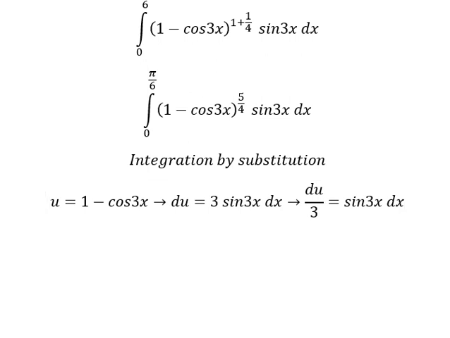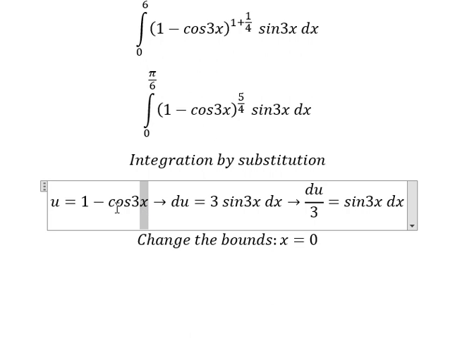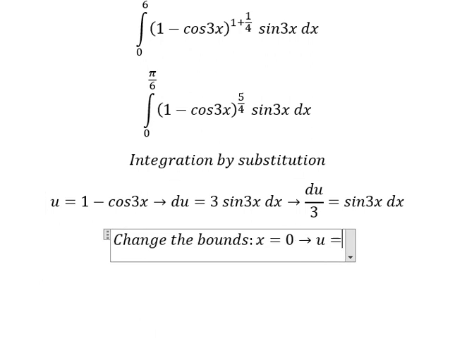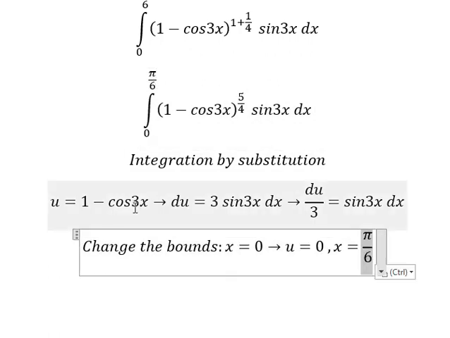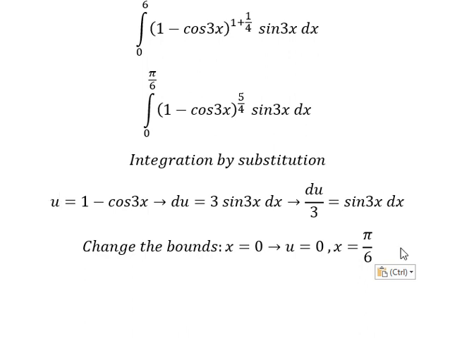Next, we need to change the bounds. When x equals number 0, we put number 0 in here. So we have 1 minus cosine of number 0, we have number 0. When x equals pi over 6, I will put pi over 6 in here, and we can find the value of u. And we have u equals number 1.